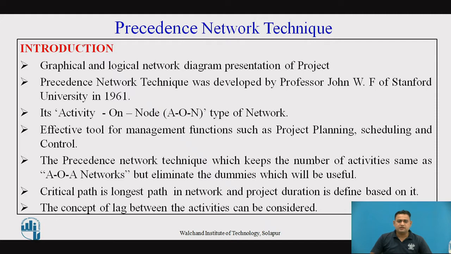The critical path in this precedence network diagram is the longest path which will help us to define the overall project duration. And the most benefit or advantage of using the precedence network in the overall project is to show the lag, or you can say lead, between the activities.